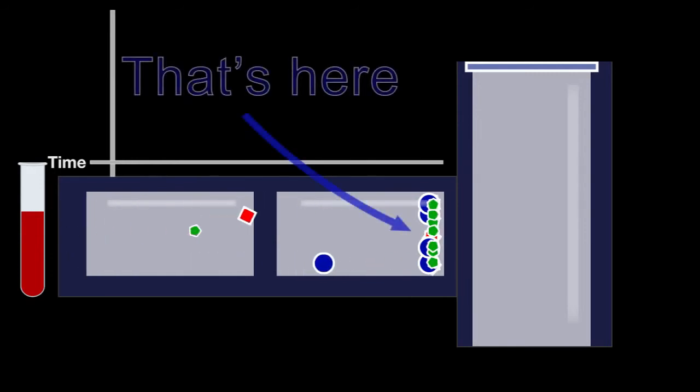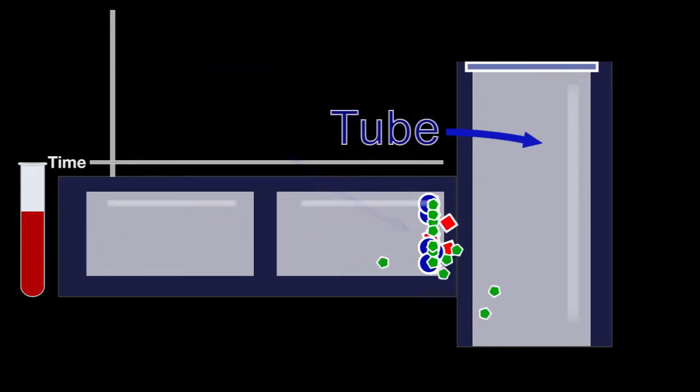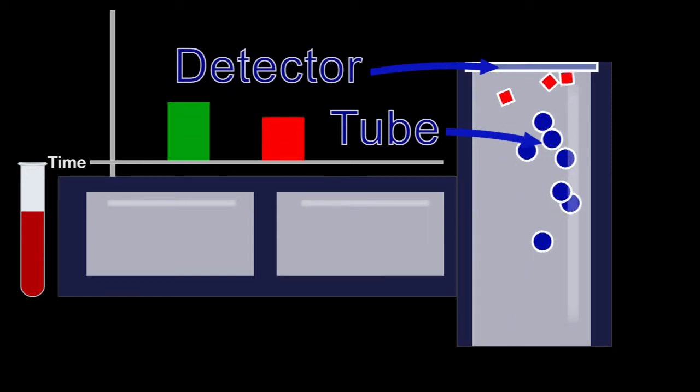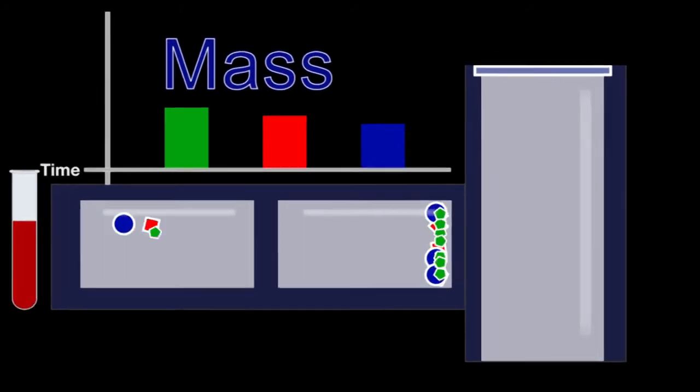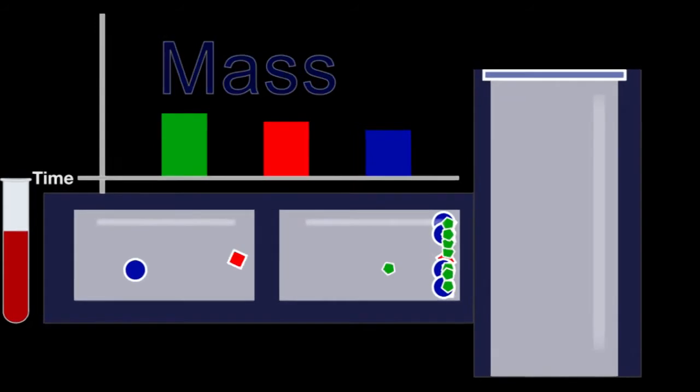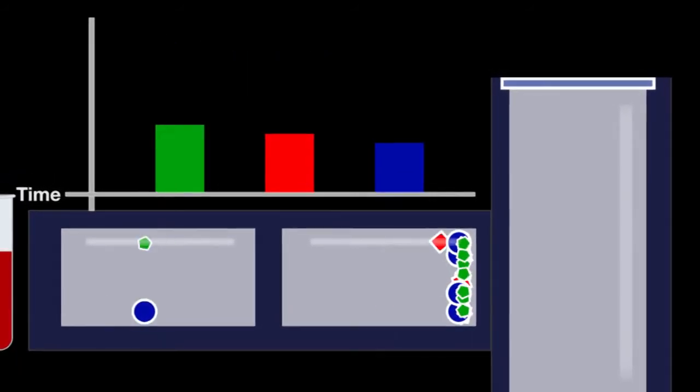Effectively, all the components start off from the same place and are pushed through a tube towards a detector. The time it takes them to travel is related to their mass, so small things go quickly and larger things go slower. An average molecule will travel at about 50 kilometers per second. That's 1/6 of the speed of light.